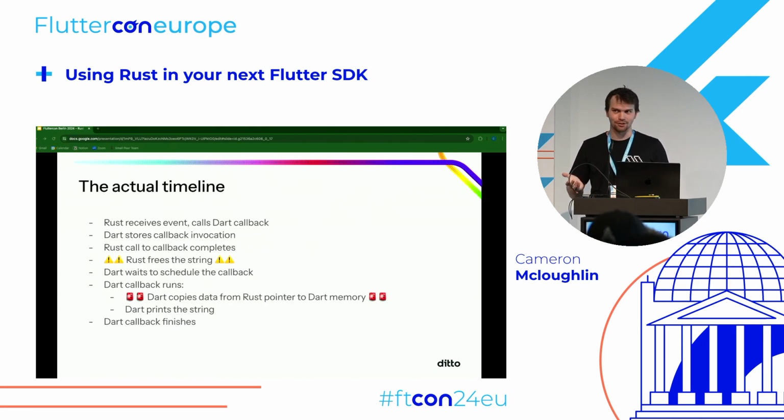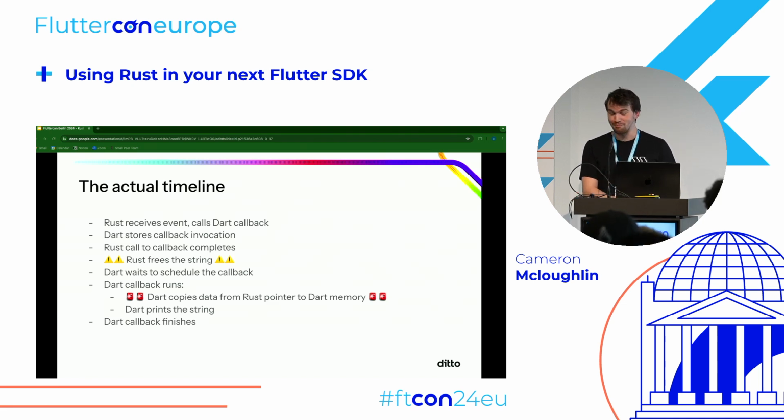What actually happens is Rust gets the event and calls the callback, and Dart receives the callback and immediately returns and schedules the callback for some point in the future. But it's not given the data. It's just given a pointer. It's just given a location in memory, and there's nothing that guarantees that that location in memory is going to contain what we think it contains at some point in the future.